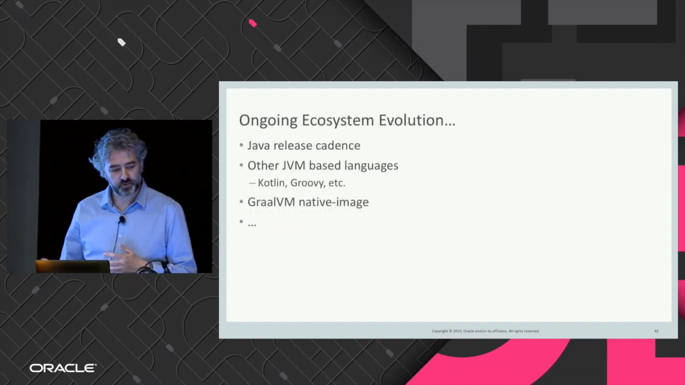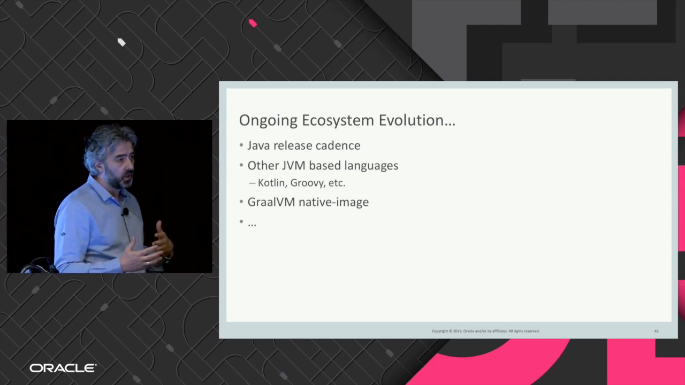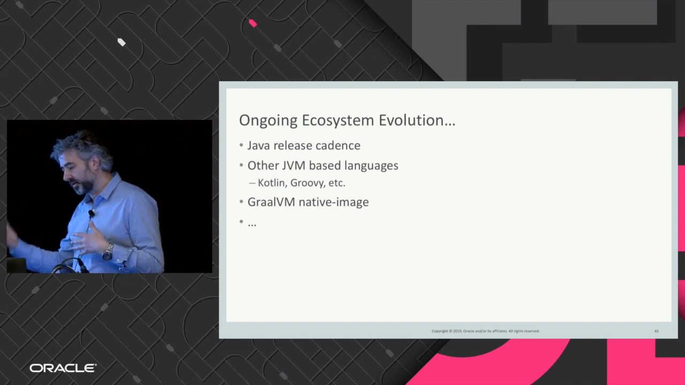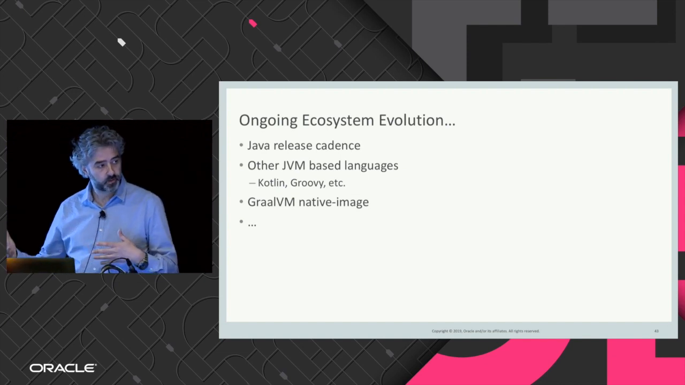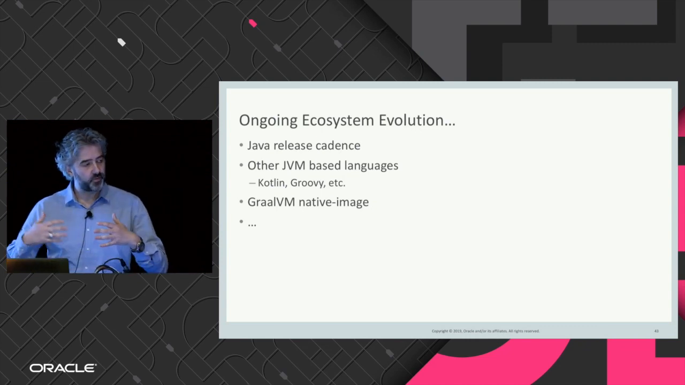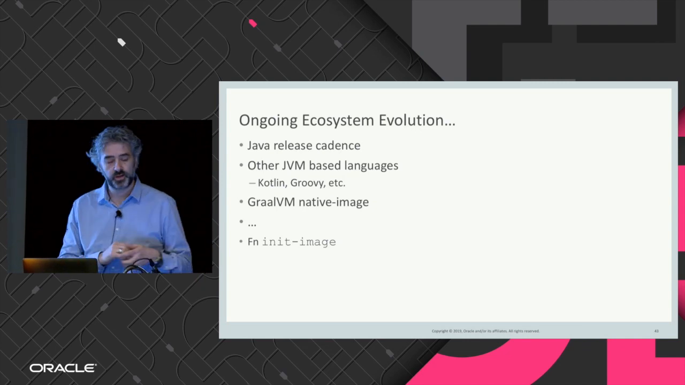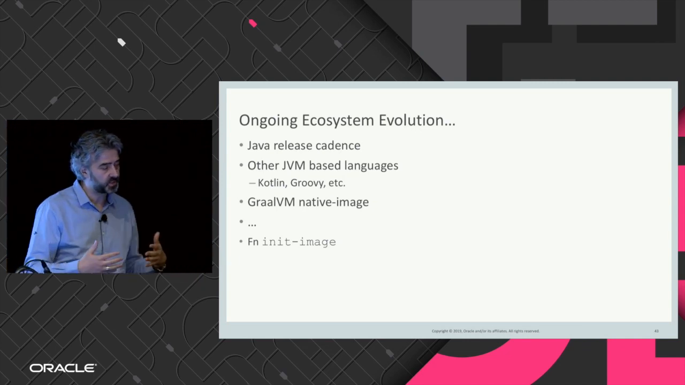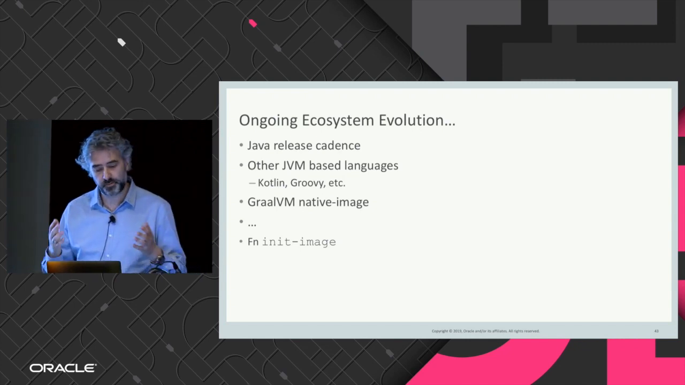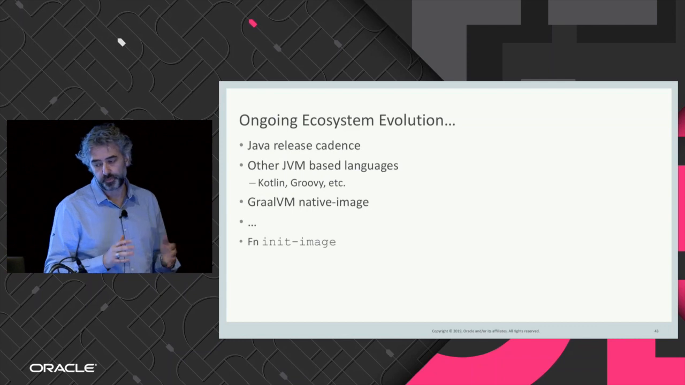Let's quickly talk about the rich Java JVM ecosystem. So every 6 months, we have a new Java release. There are other languages that run on top of the JVM, like Kotlin, for example. We have Graal. So basically, we have a very rich ecosystem. So that's why we have added in FN this init image capability that basically allows us to easily cope with the rich JVM ecosystems. Like, for example, today we already support Java 13 on top of FN.